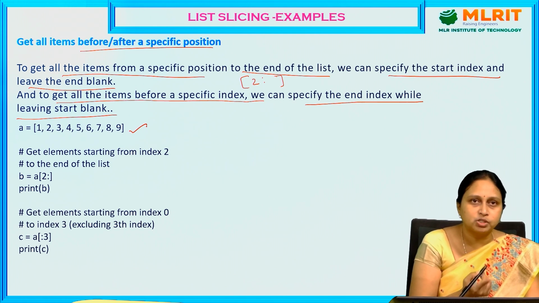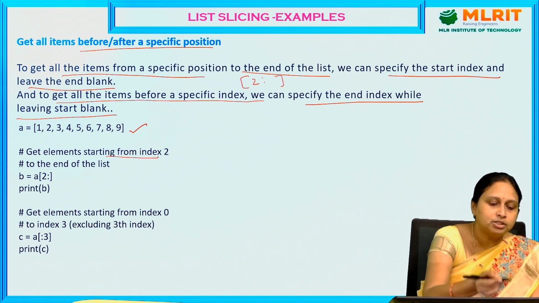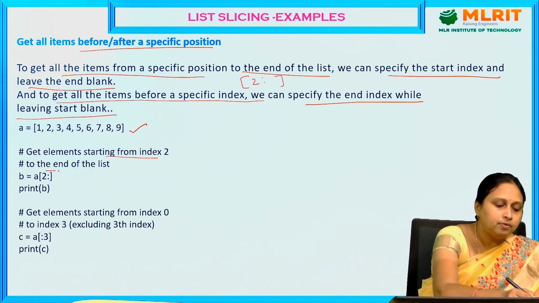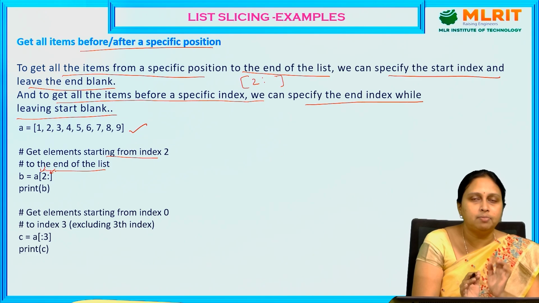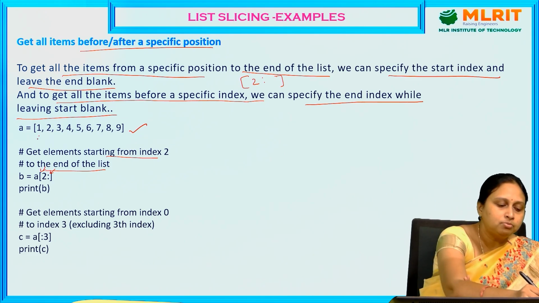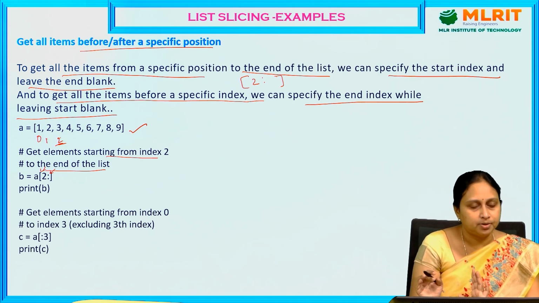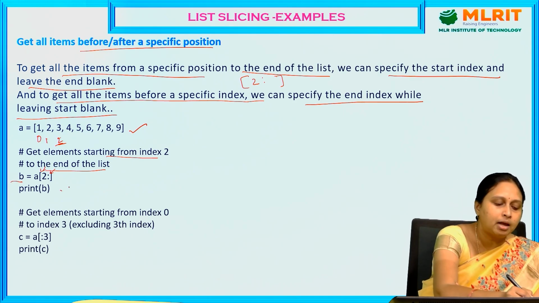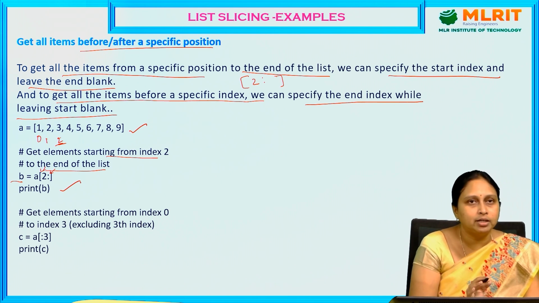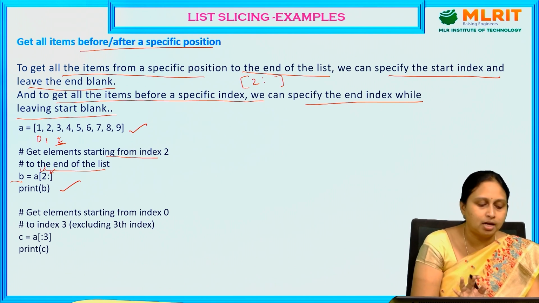First we will see the first one: get all the elements from index 2, leaving the end of the list. How can we represent it? Here the starting value I give as 2, then colon, that is the slice operator, and for the end I am not specifying anything. That means it will start from index 2 onwards. This is 0, 1, 2. That means from 3 onwards it will start, and the leftover list will be printed. I am going to store that in B and print it. In B, I am going to get the values from 3 to 9.